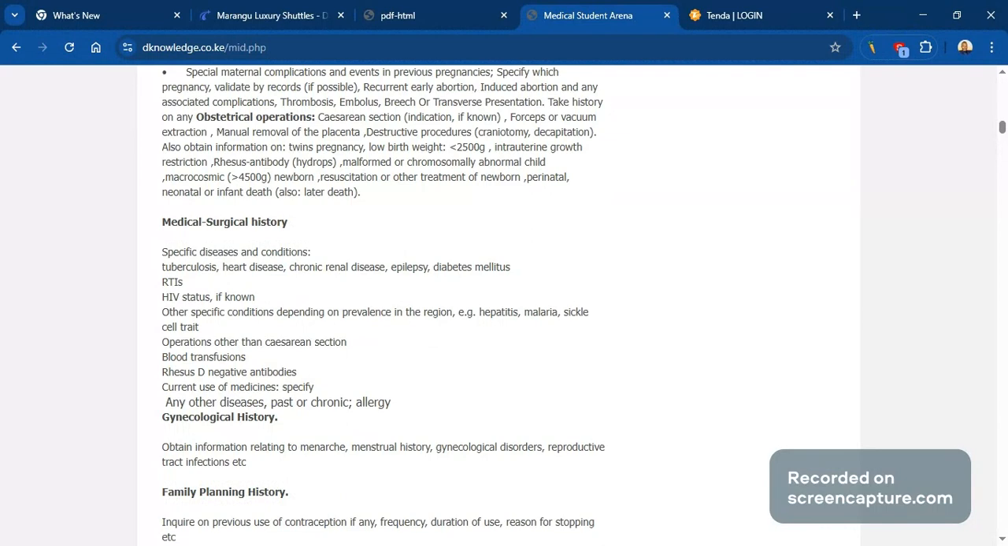Blood transfusion, has she ever had a blood transfusion, rhesus negative antibodies, current use of medicine. You need to specify this and any other disease, past or chronic.